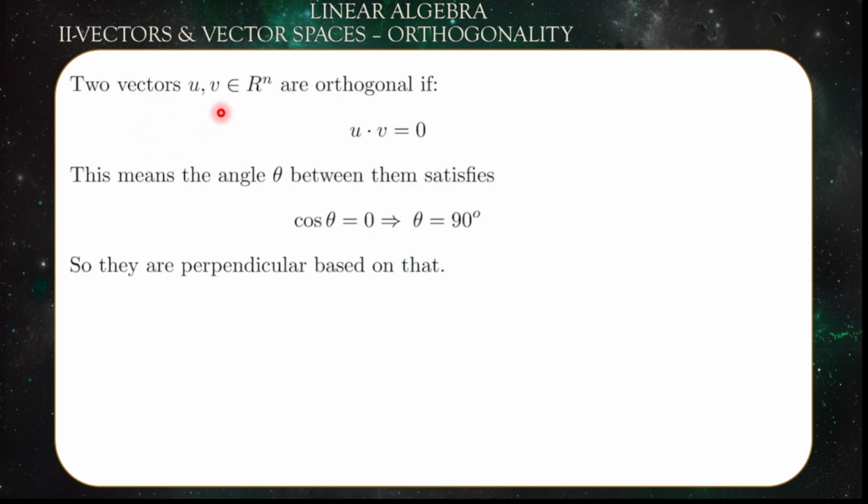Two vectors U, V are orthogonal if U dot V is equal to 0. This means in such case that the angle theta between them satisfies cosine theta equals 0. In other words, theta would be 90 degrees, which renders an orthogonal setting for the two vectors together. So they are perpendicular based on that.